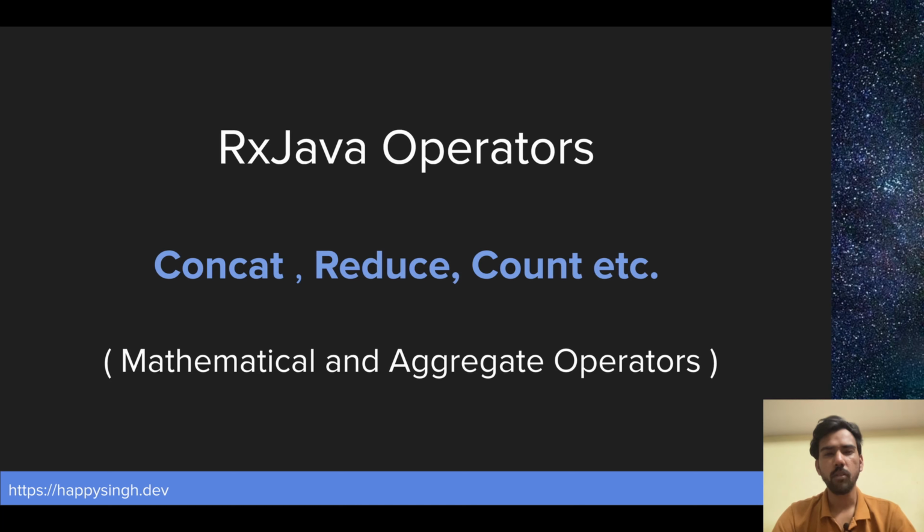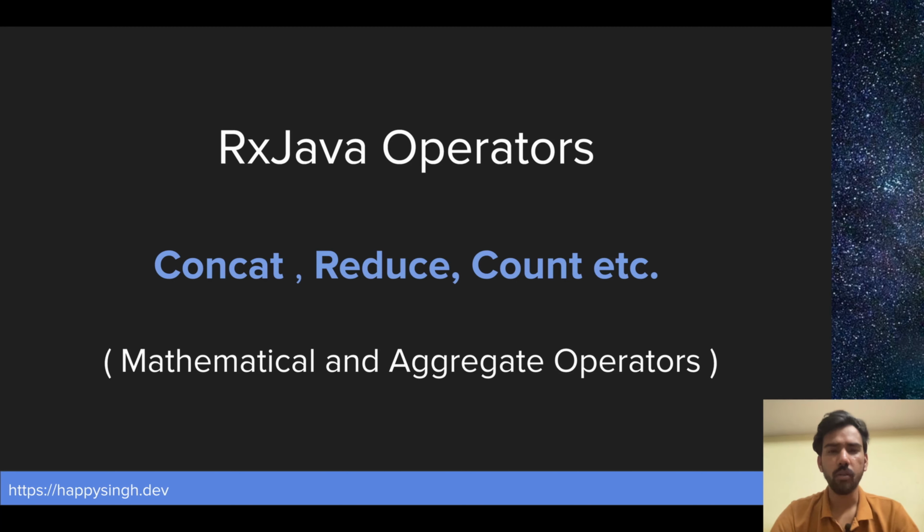So in this video, we are going to see mathematical and aggregate operators. In this one, we have concat, reduce, count, max, min, average. Count we have already seen in our previous video, which has the title of combining operators. So we'll be looking at reduce, count, max, and min operators. So let's jump into it.